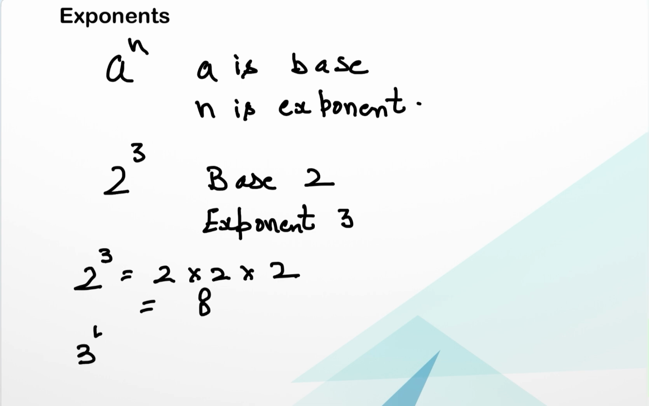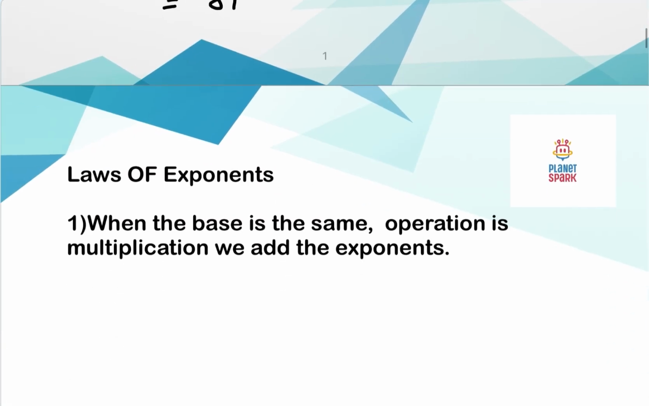Similarly, 3 raised to the power 4 means 3 is multiplied 4 times. Base is 3, power is 4. So 3 into 3, 9. 9 3s are 27. 27 3s are 81 is the answer.